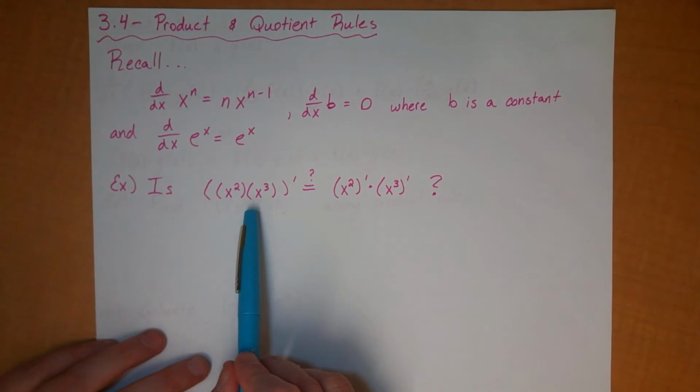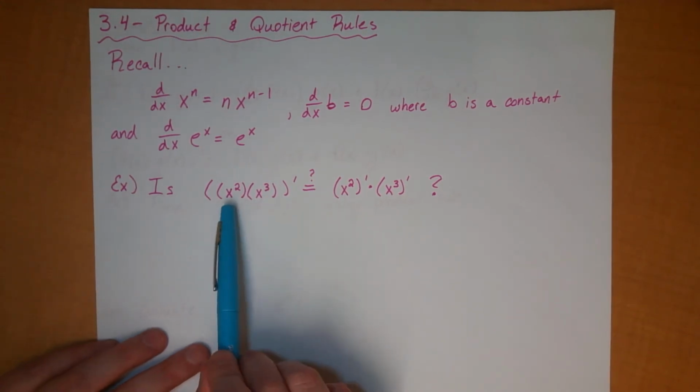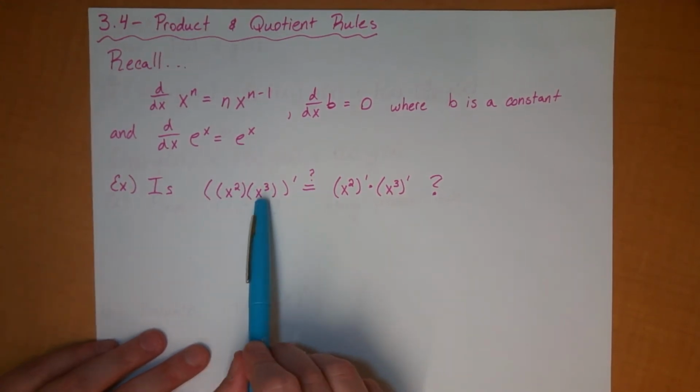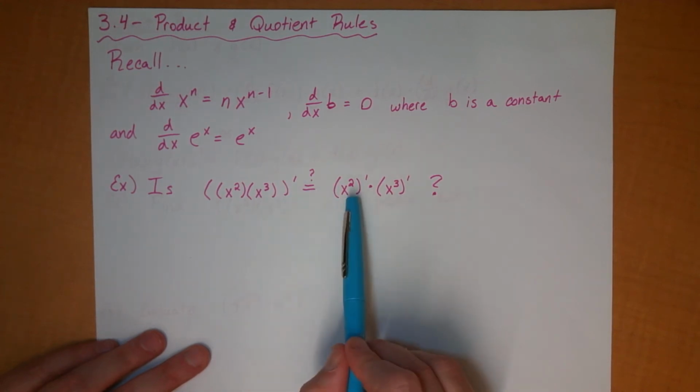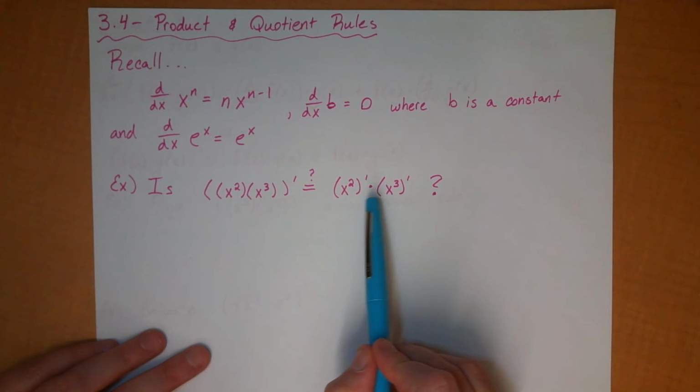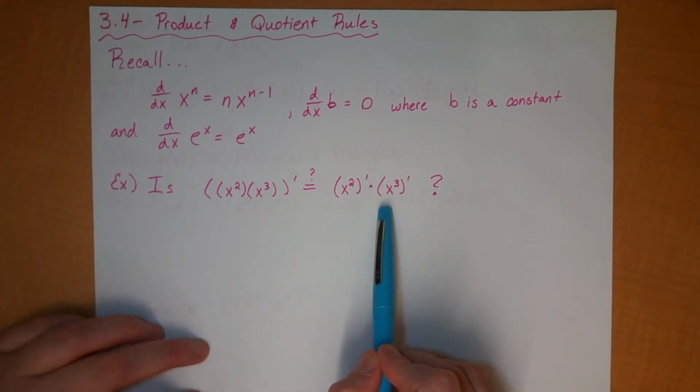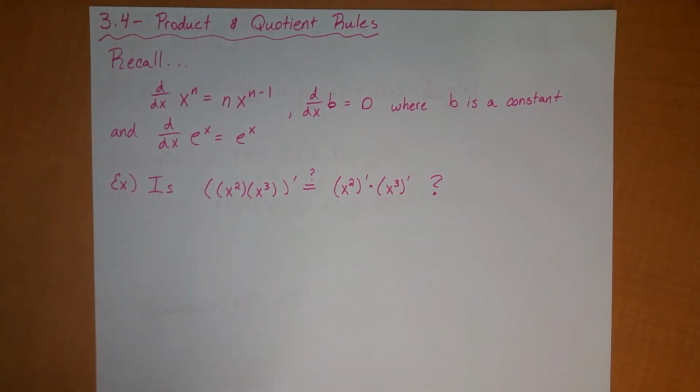So the question we want to ask is, if I have two functions and I'm multiplying them together and then I take the derivative, is that the same thing as taking the derivative of each piece and multiplying those derivatives together? Well, let's take a look.